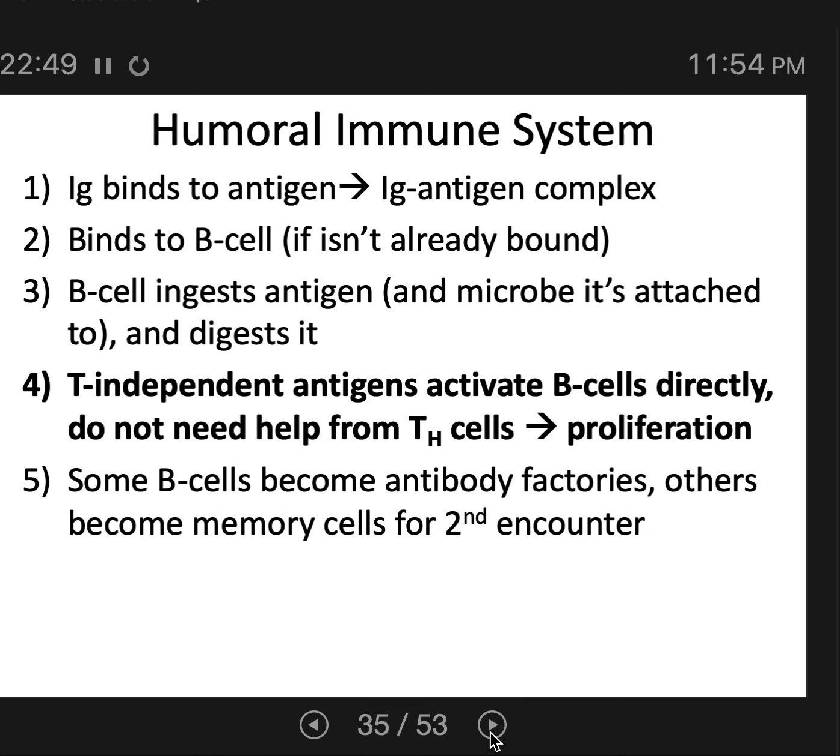So let's look at that. For a T-independent antigen, step 4 would be T-independent antigens activate B cells directly. They do not need help from the helper T cells, so they just create proliferation right away. And then you have the B cells, some becoming antibody factories, others becoming memory cells for a second encounter. So that is the end of the humoral immune system. The next video will be the cellular adaptation.